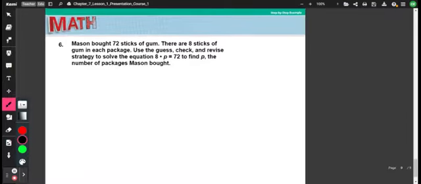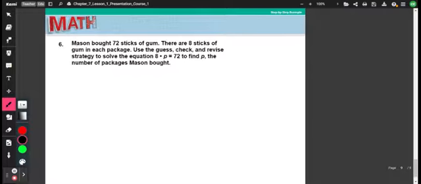All right, continuing on, we are on number 6, which is on page 516. Mason bought 72 sticks of gum. There are 8 sticks of gum in each package. Use guess and check to revise your strategy to solve the equation 8 times p equals 72. So again, we think: 8 times what is going to be 72?